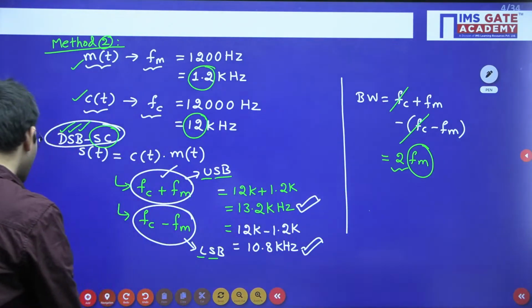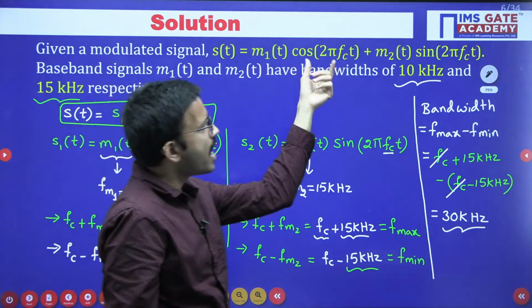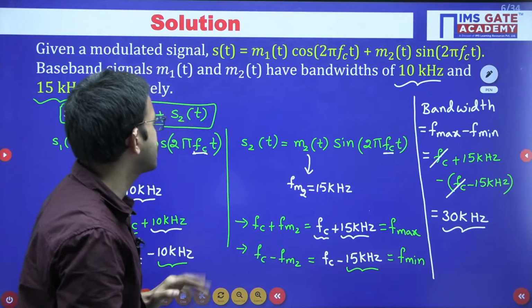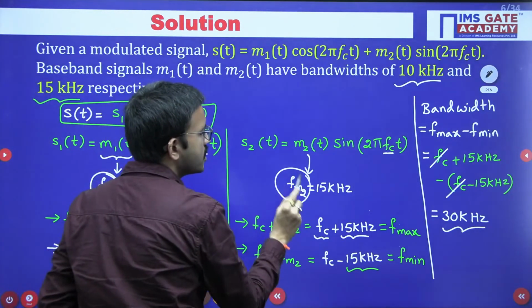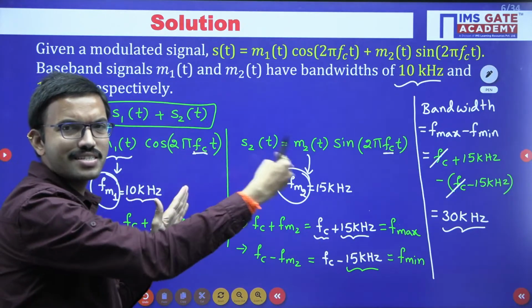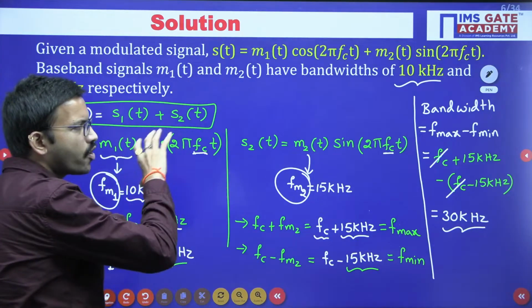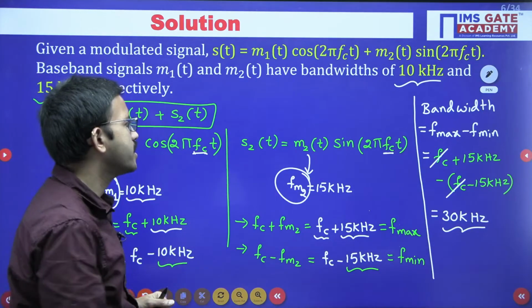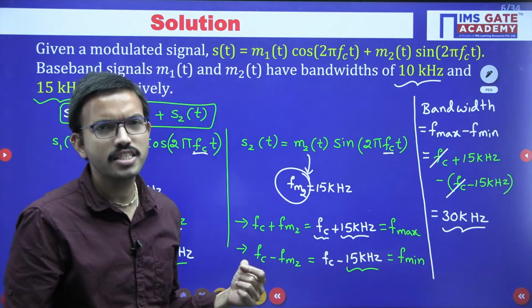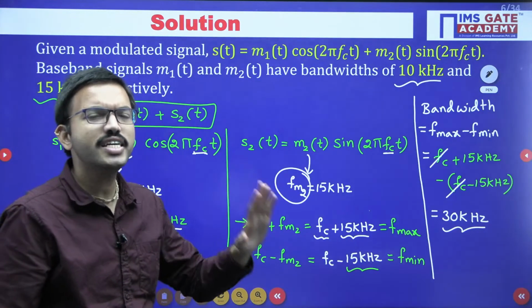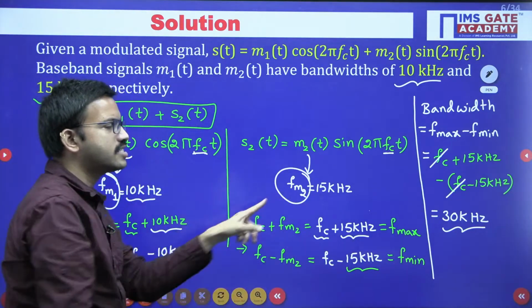But whenever the modulating signal has multiple frequencies, as in this example where we have FM1 10 kHz and FM2 15 kHz, like that, even if you have 3, 4 or 5 signals, whatever the number, among all the frequencies of the modulating signal, whichever is the largest, you consider that particular frequency and just multiply it with 2, that's all. Yes or no? You can observe here that among 10K and 15K, 15K is the maximum.